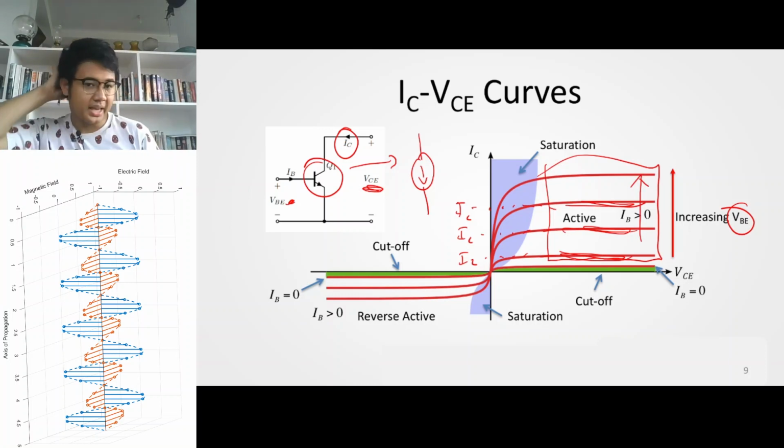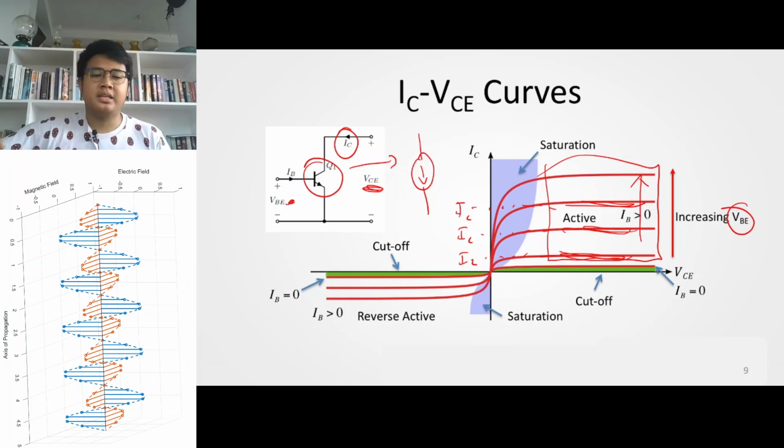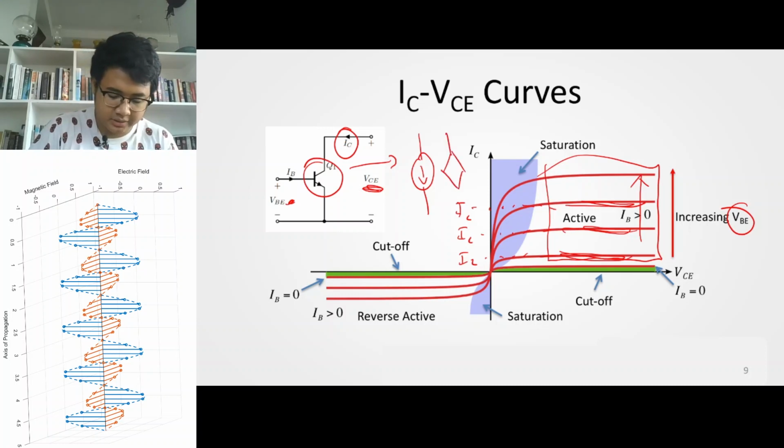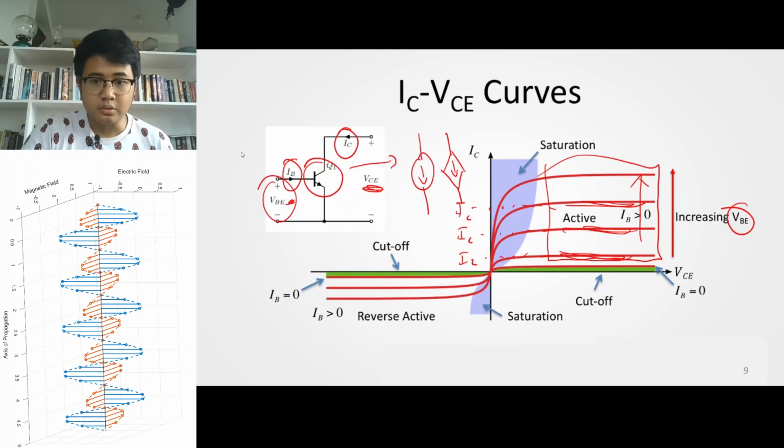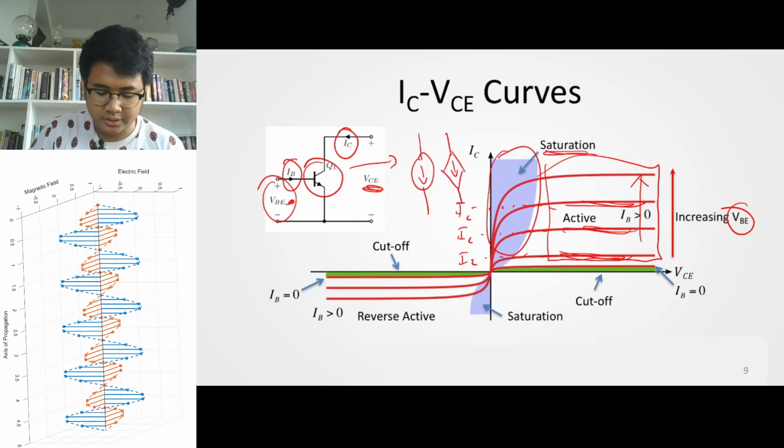Right? And this is how the property of your BJT is dependent on the input. So it's not a current source per se, it's actually a dependent current source. The dependency of this current source is on IB or VBE. Right? And in this region right here is the saturation region where IC fluctuates.